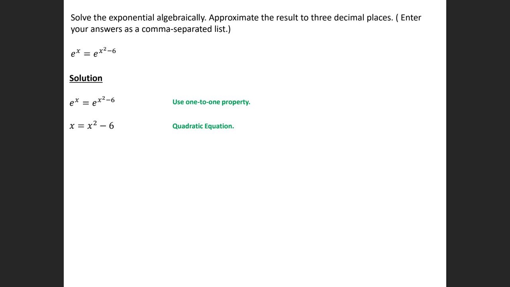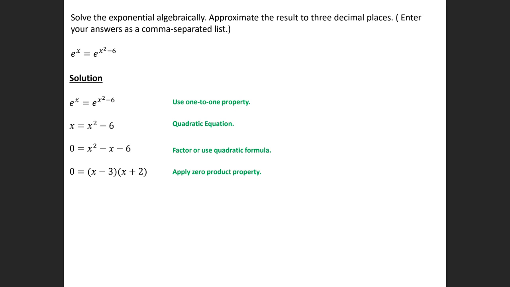So this is going to be x is equal to x squared minus 6, and you see that we're going to have a quadratic. Because I have a quadratic, I'm going to move everything to one side. I moved the x to the other side by subtracting x on both sides, and it's going to give me x squared minus x minus 6. Again, there's multiple ways of solving this. You can factor it or use the quadratic formula. For me, I'd rather factor, okay? So I can rewrite x squared minus x minus 6 as the product x minus 3 times x plus 2.